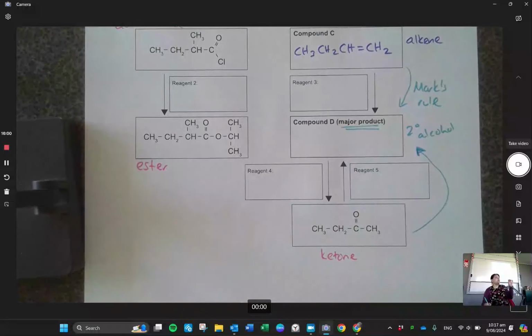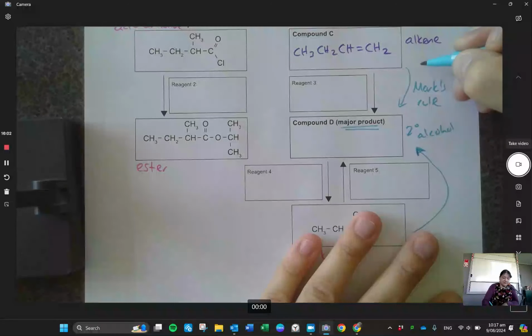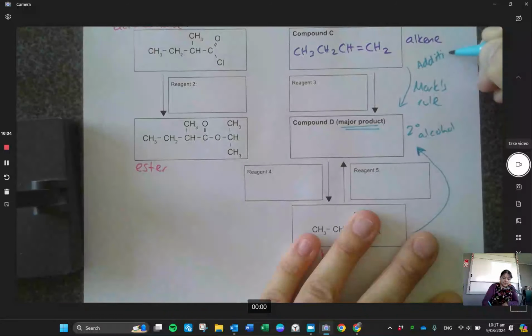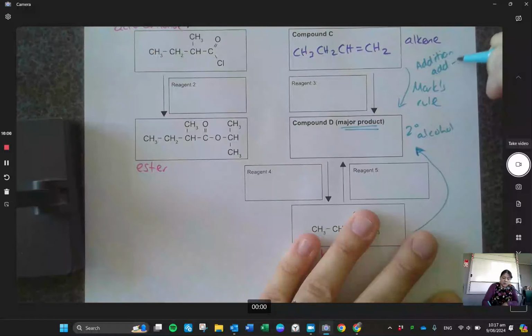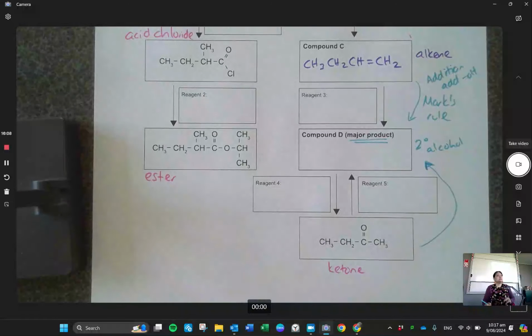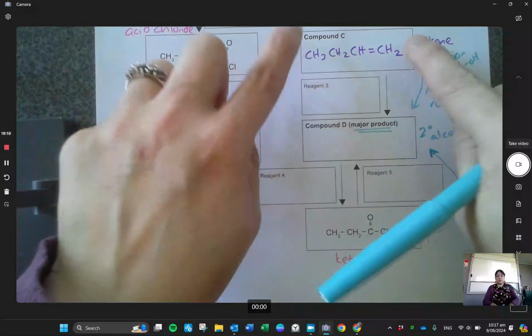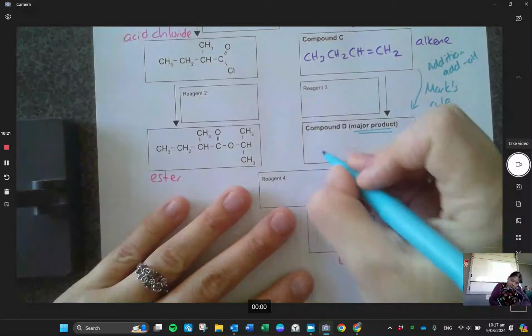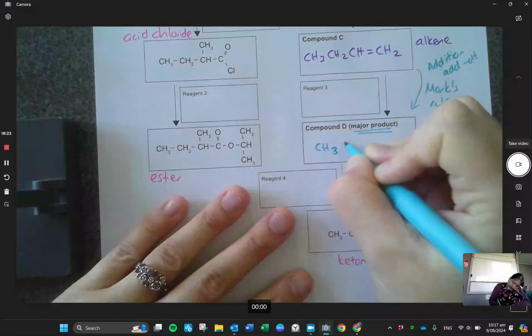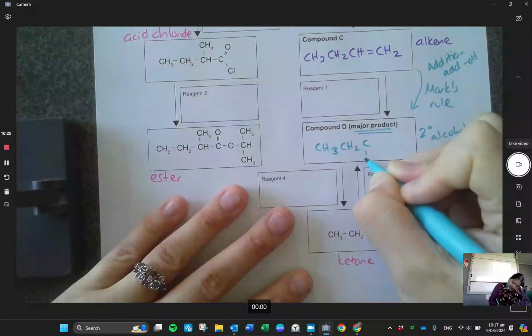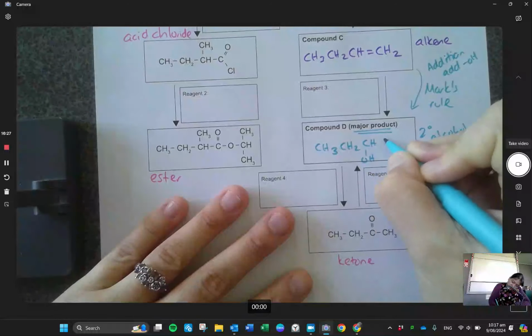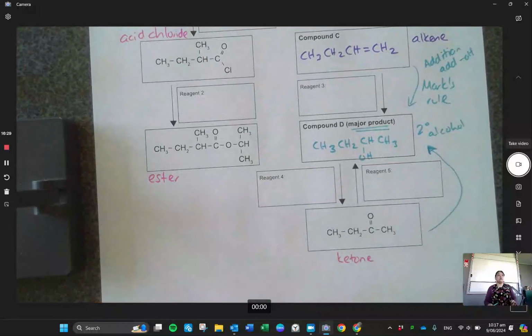So what that tells me is that the addition reaction I'm doing is going to add an OH. Do you see how my brain made that logical step? And unfortunately, you do have to have these memorized. So, because I know that this ketone comes from a secondary alcohol, and it will verify with compound C down here, I should have CH3, CH2, CHOH, CH3 as my product there.